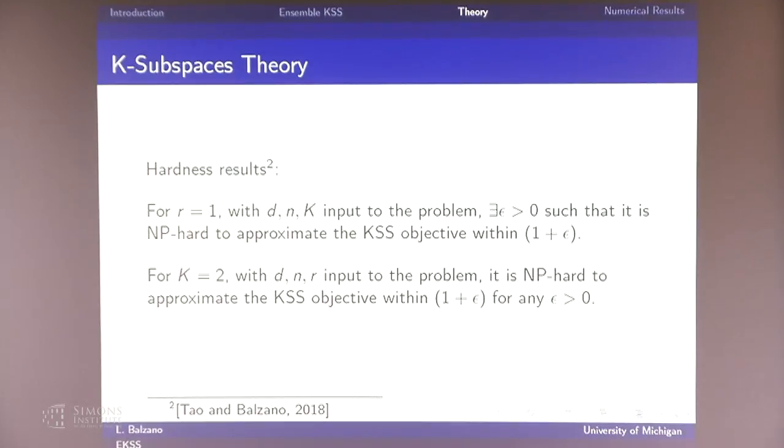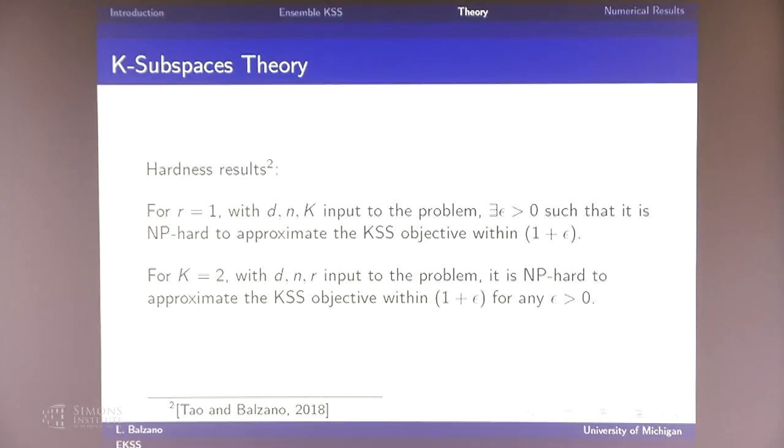Let me tell you what we know, starting with K-subspaces, the algorithm that doesn't do any averaging over the affinity matrices. First, since I wrote the objective function similar to K-means, there will be some hardness results. Of course, these are worst case; worst-case instances exist so that this is true. But even if we fix the rank to 1, it's NP-hard to approximate the objective within some epsilon. There exists some epsilon.